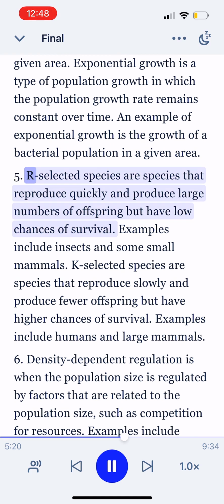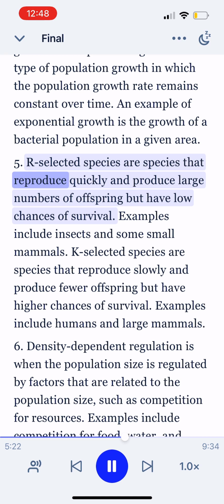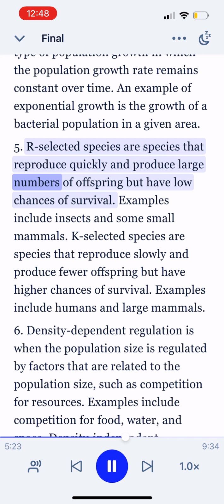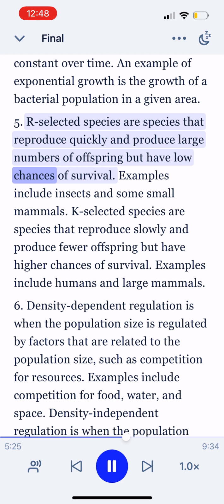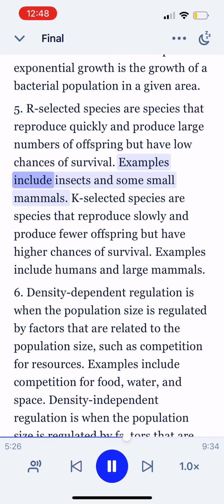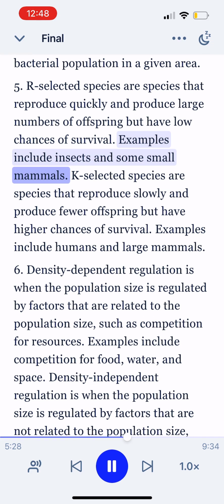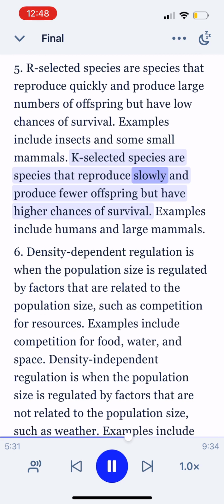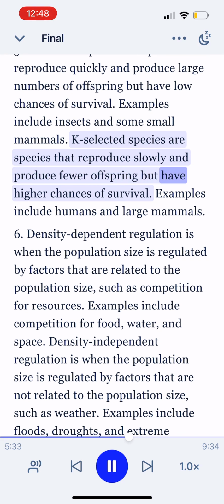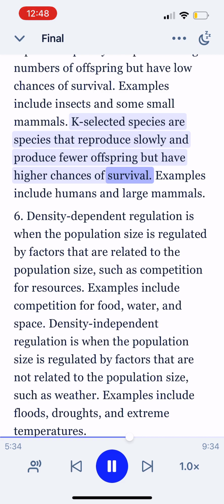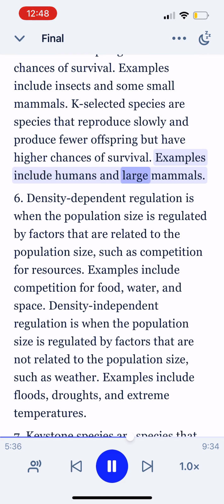5. R-selected species are species that reproduce quickly and produce large numbers of offspring but have low chances of survival. Examples include insects and some small mammals. K-selected species are species that reproduce slowly and produce fewer offspring but have higher chances of survival. Examples include humans and large mammals.